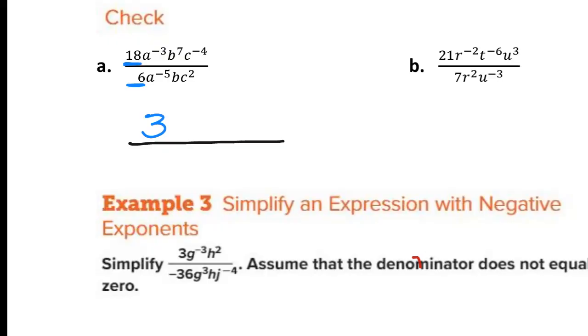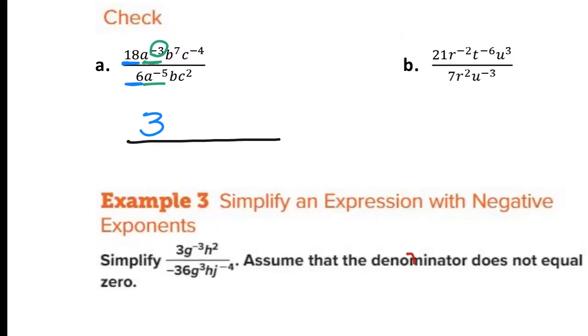All right? Then I have a to the negative third and divided by a to the negative fifth. All right. So a to the negative third doesn't like to be on the top part. So I'm going to move that down and make that a to the positive third.